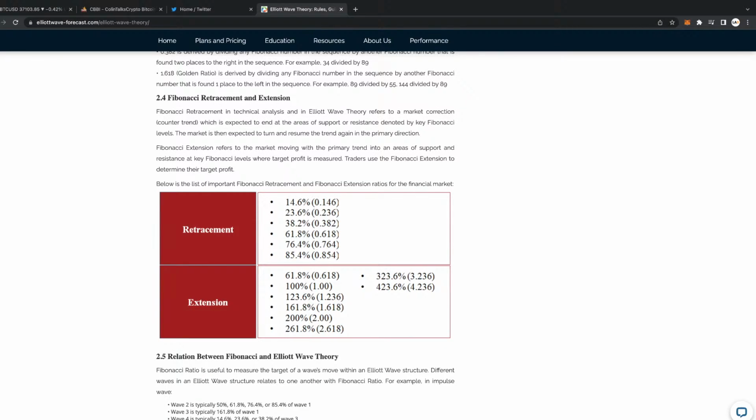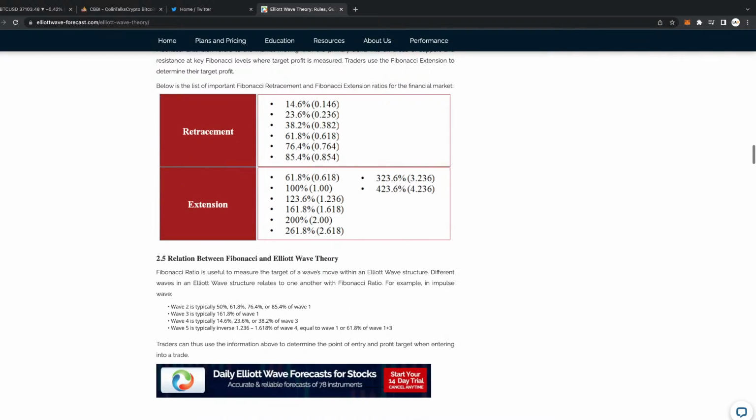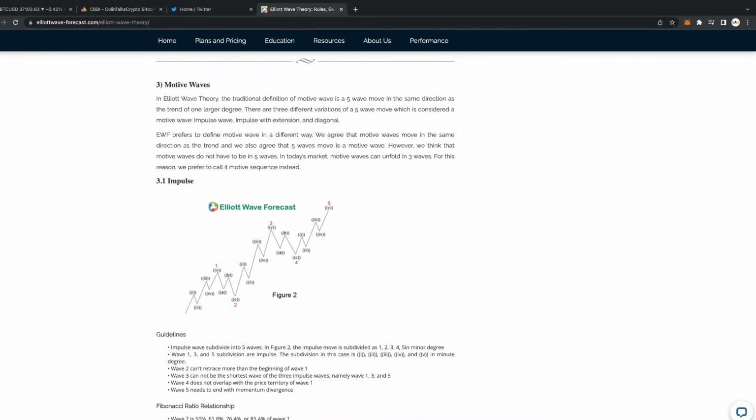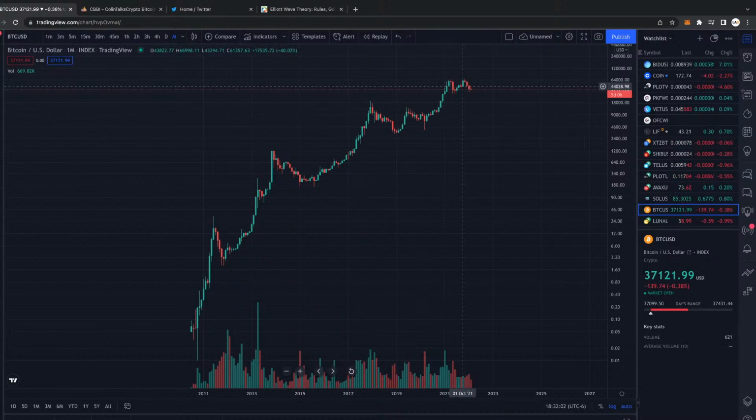Anyways, impulse waves, we have 1, 3, and 5. I believe we're at wave 4 on our chart up here. So we know that this was wave 5, ended here, and then there was an ABC, right? We know this is wave 1, wave 2, wave 3, wave 4, and we're looking for wave 5. So let's draw it out.